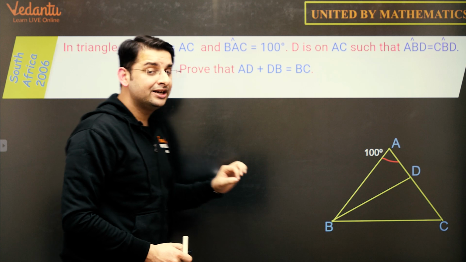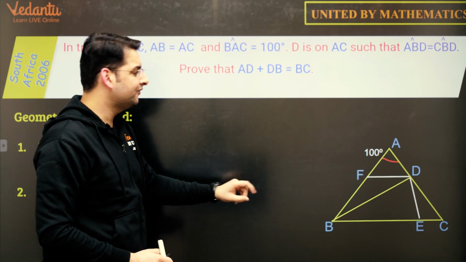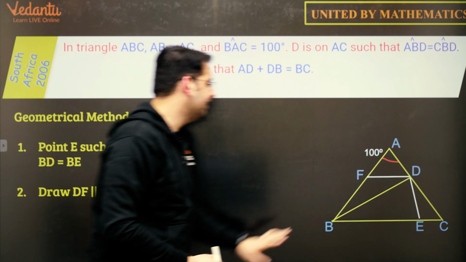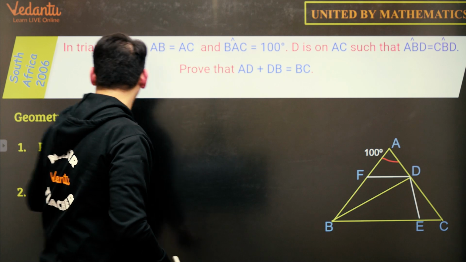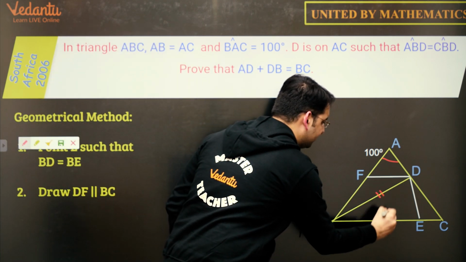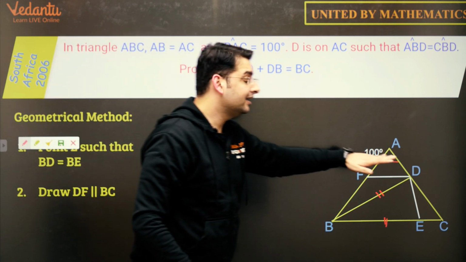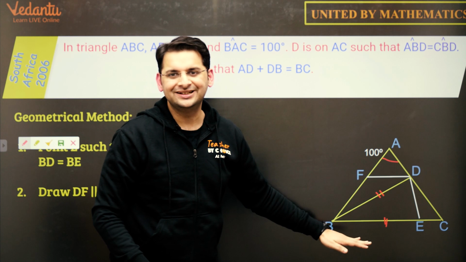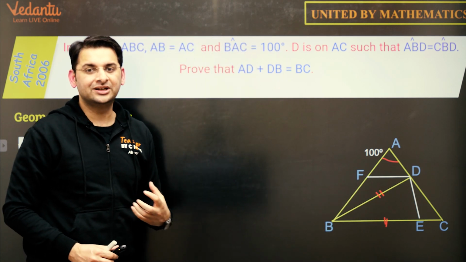Alright, so we need to do some elegant construction. Of course, the first one is we need to find a point E such that BD is equal to BE. And also we've drawn a line DF parallel to BC. So how do these two constructions help us?